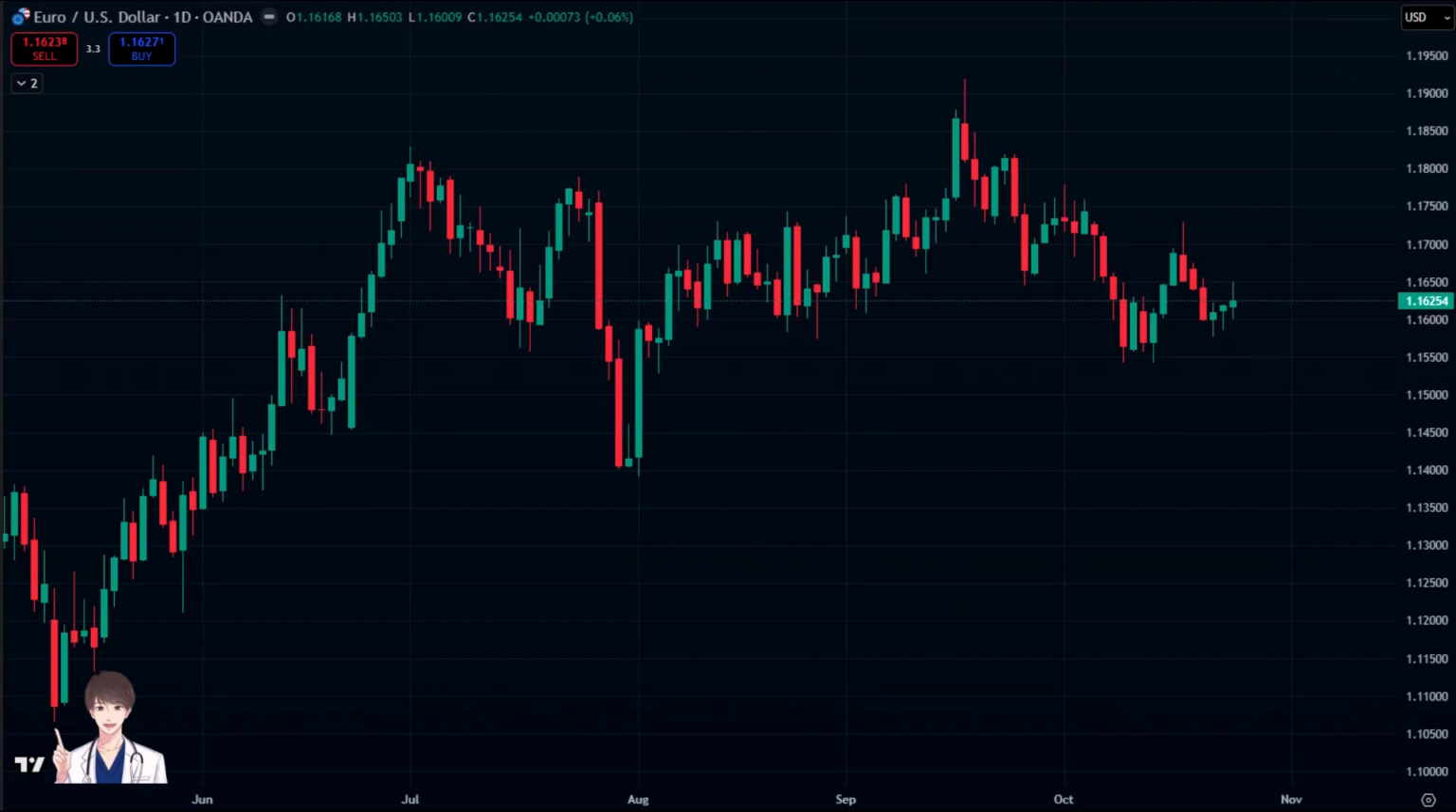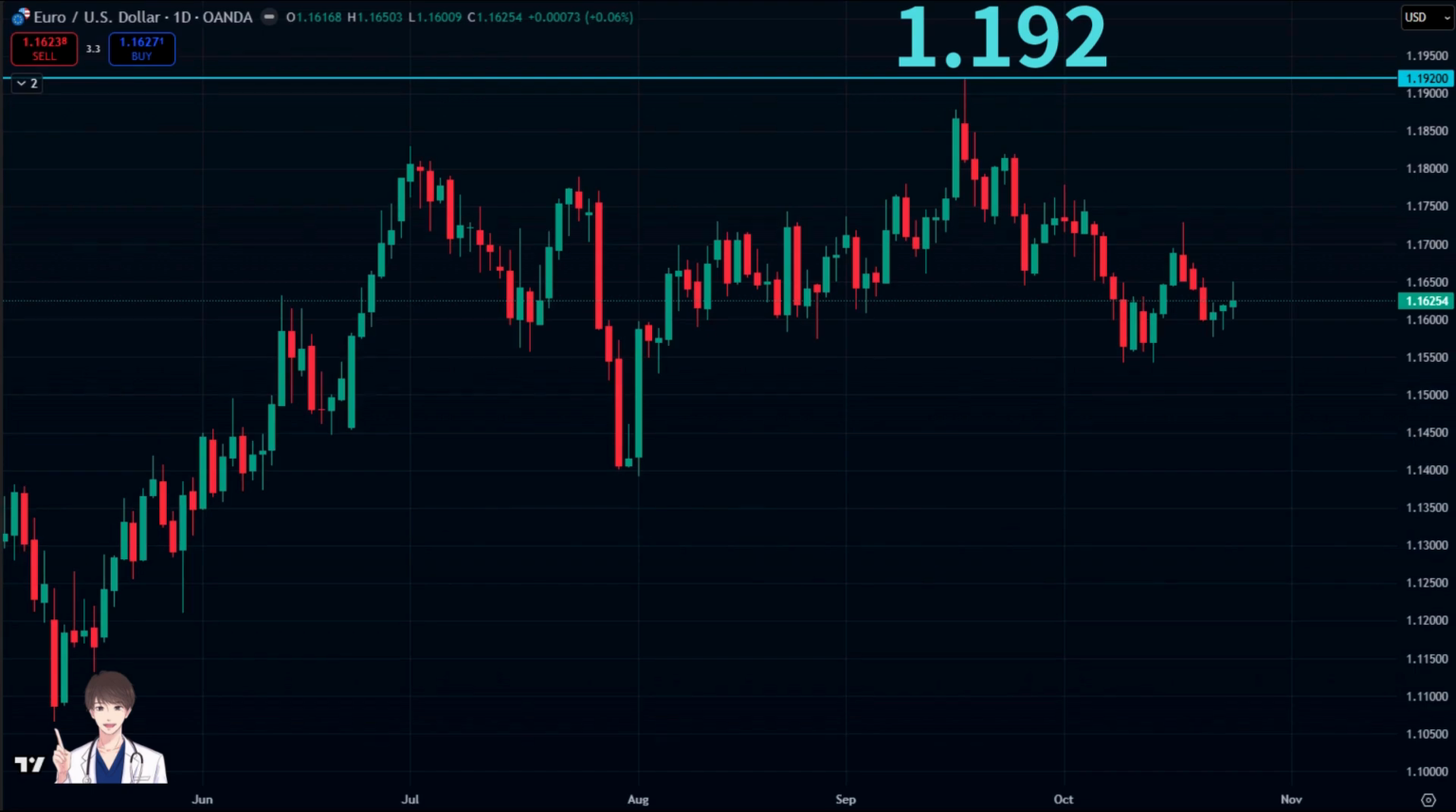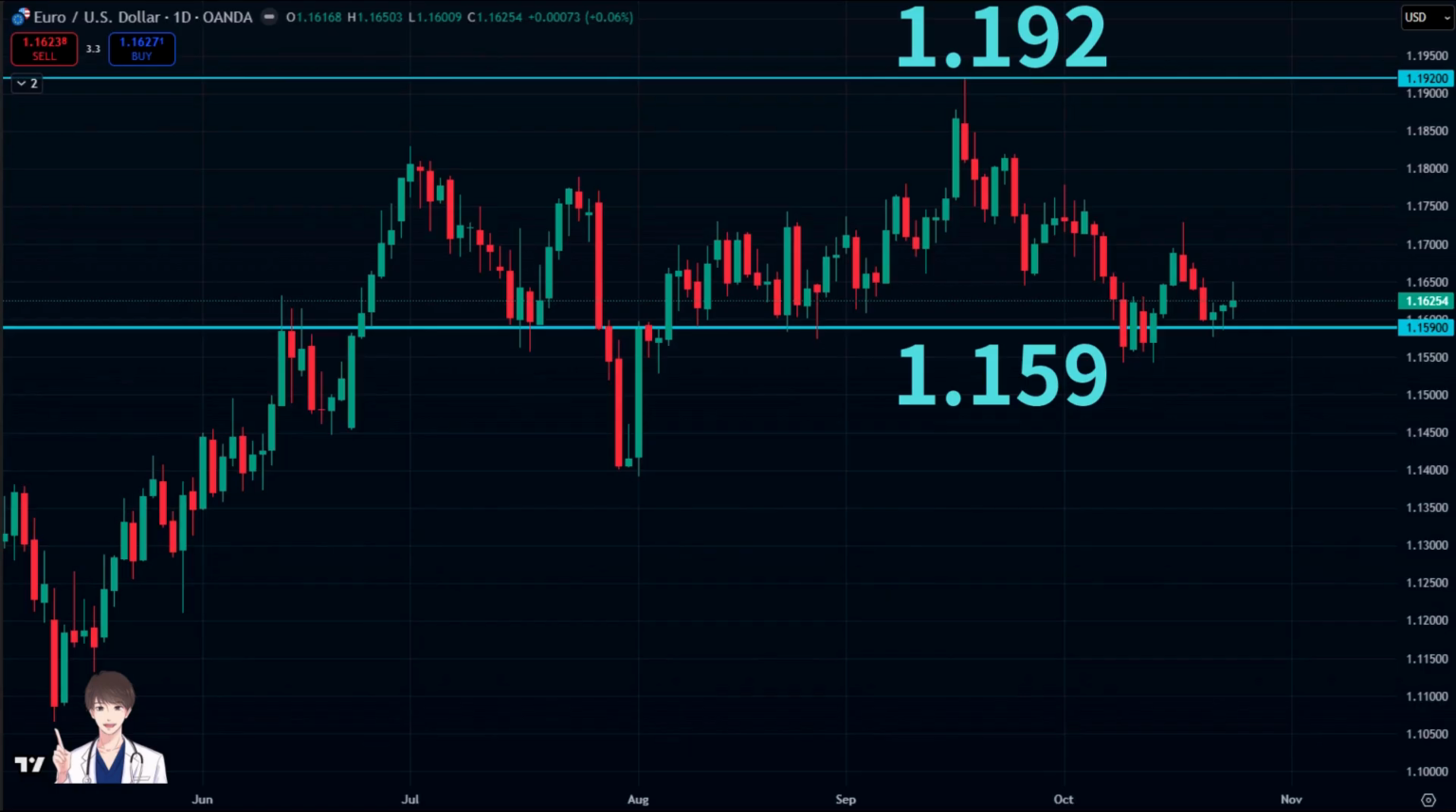To the upside, I think it's better to stay cautious until price breaks clearly above the recent high around 1.192. To the downside, the 1.159 area continues to act as both support and resistance. In early October, price consolidated around this zone and rebounded once, but it has since fallen back toward this same level again. Currently, price is fluctuating near 1.159, showing indecision in the market.